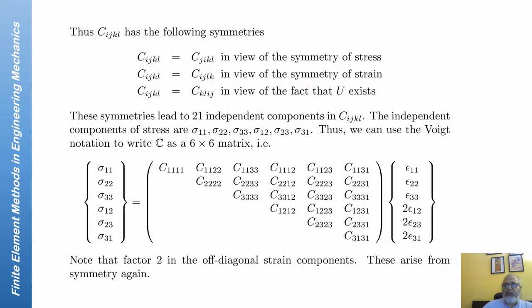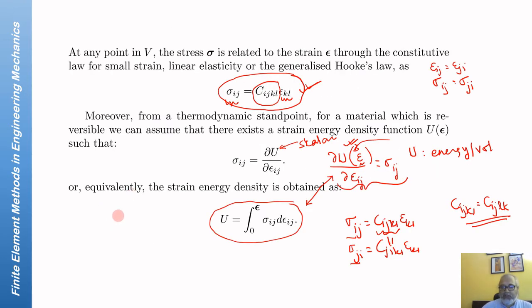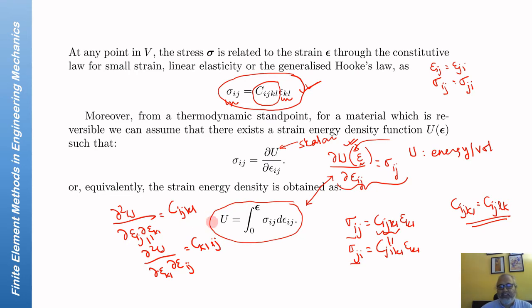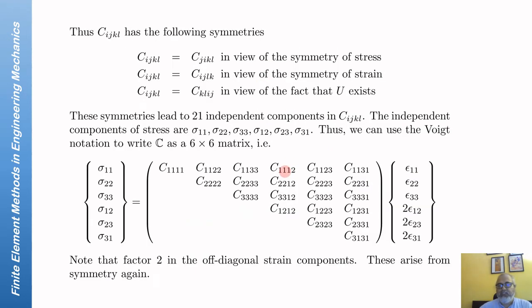And in view of the fact that U exists, you will also have del square U del epsilon ij epsilon kl will give you Cijkl, but the other order will give you Cklij. But we know that these two derivatives are same because this is a continuous function of the strains. Therefore, Cijkl must be same as Cklij, which is what this symmetry says.